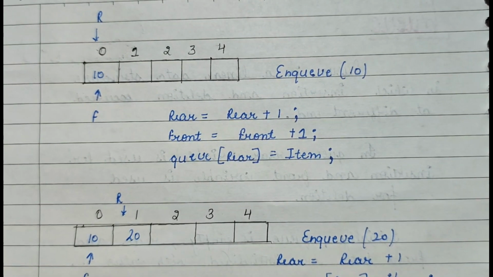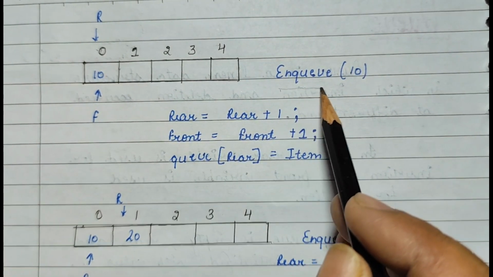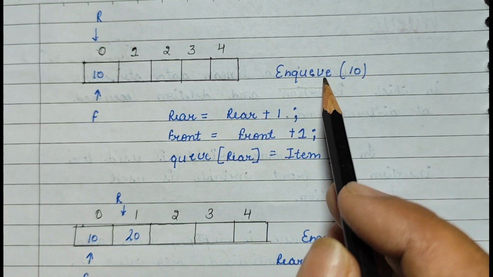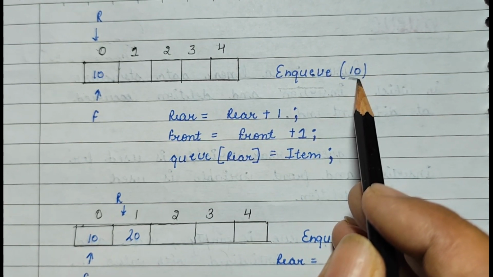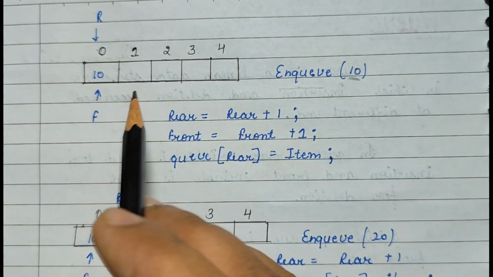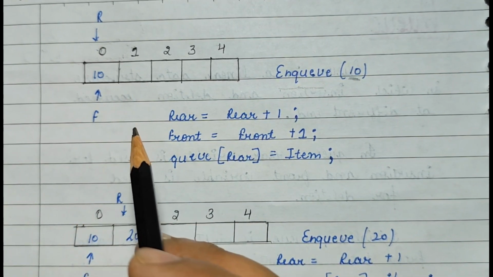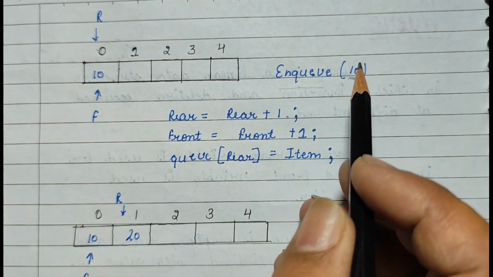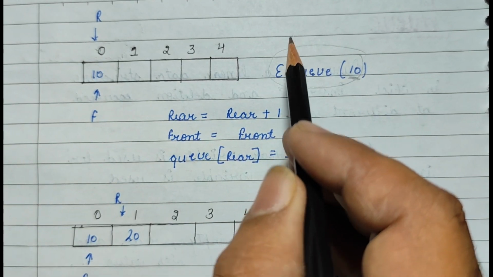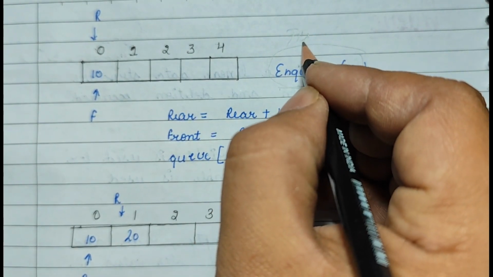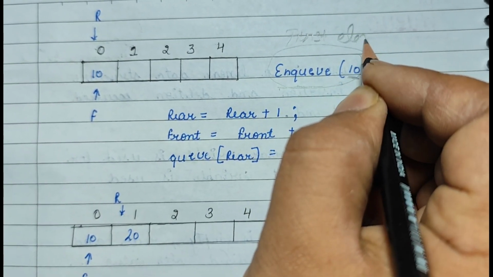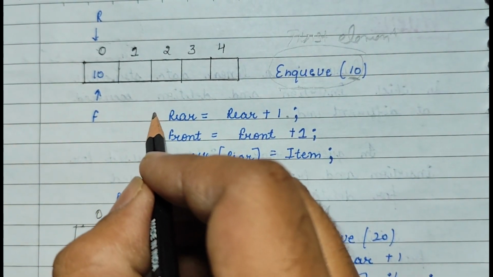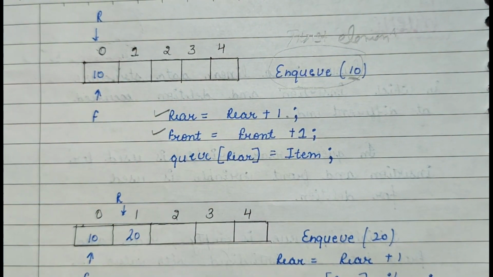So now first we perform the Enqueue operation. We are inserting an element 10. So at the very first time the queue is empty. When we insert the first element, this 10 is our first element. When we insert the first element in a queue, at that time both rear and front are updated.